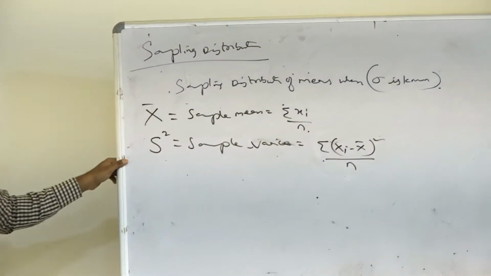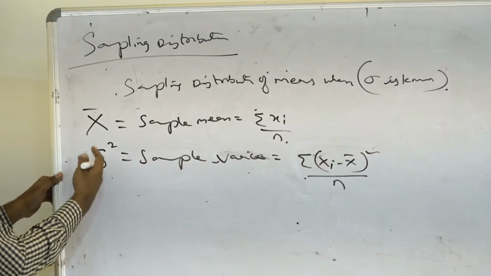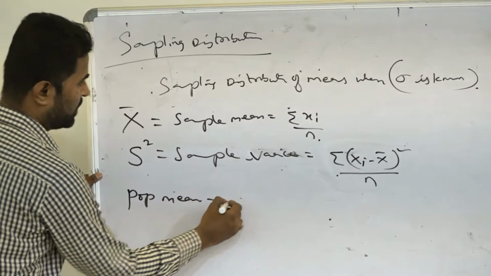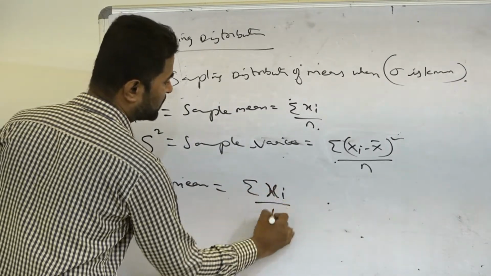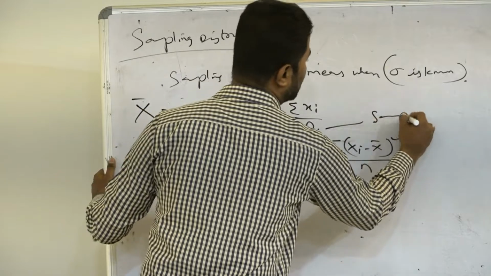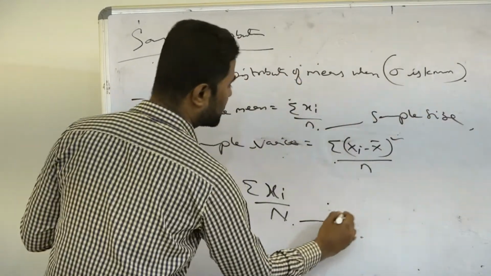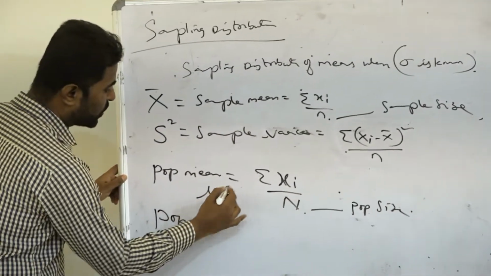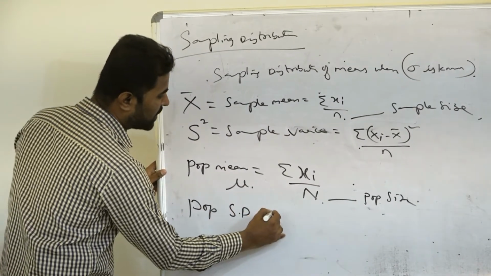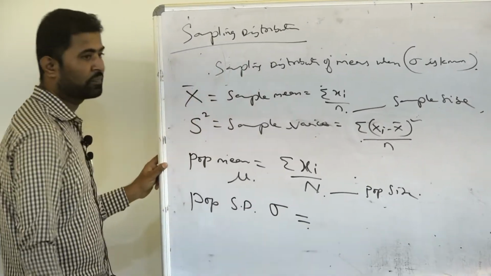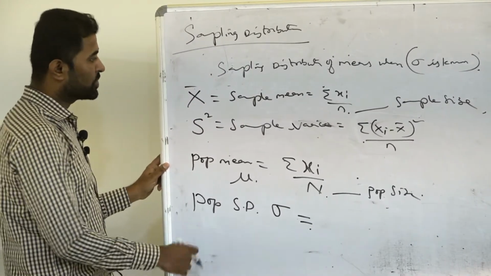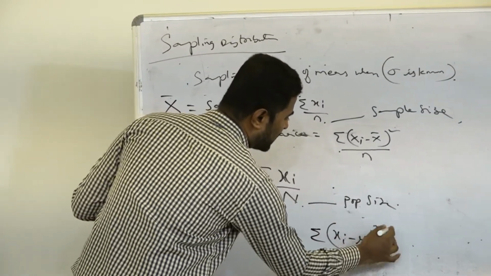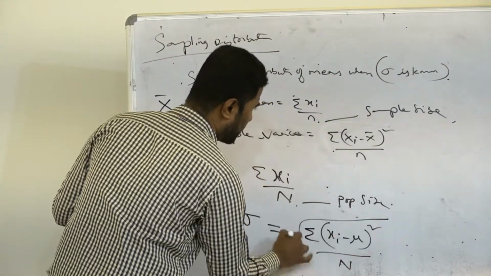summation of xi minus x bar whole square by n. Then standard deviation is just the square root. Then population mean is summation xi by n, where this n is sample size and this N is population size. Then this is denoted with mu. Then population standard deviation is denoted with sigma, which is equal to the square root of summation xi minus mu whole square by N.